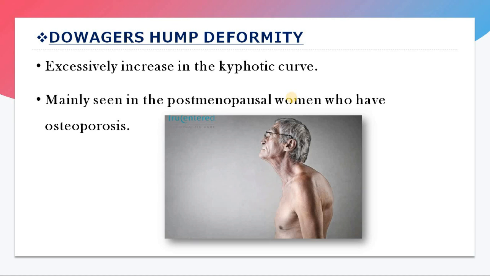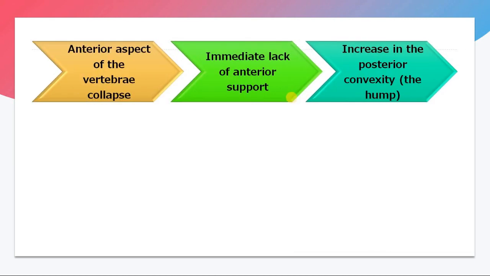So what actually happens in the Dowager's hump deformity and why is it formed? In the Dowager's hump deformity, the anterior aspect of the vertebral bodies of a series of vertebrae collapses as a result of osteoporotic weakening. This vertebral body collapse causes an immediate lack of anterior support for a segment of the thoracic vertebral column, which bends forward, causing an increase in the posterior convexity, which is the hump.